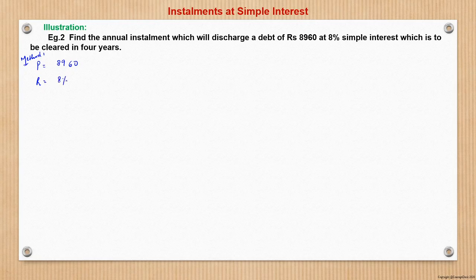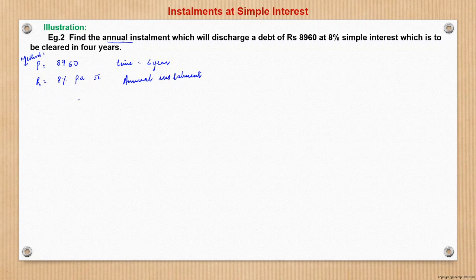Rate is 8% per annum, and that is simple interest, which is to be cleared in 4 years, and time is 4 years, and installment is annual installment, right? Annual installment. These things we should be careful. Now let us see method 1.